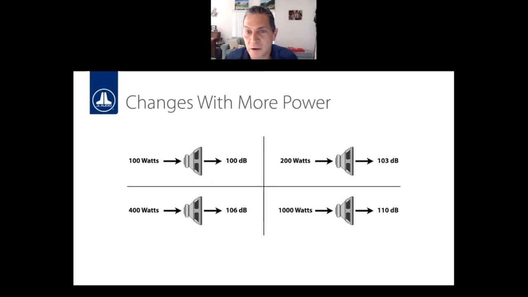Now, this is kind of neat. It does show the logarithmic nature of improvement of output. So 100 watts gave 100 dB. 200 watts gained 3 dB. You see 400 watts gained 6 dB. If we did 800 watts, we'd gain another 3 dB over the 400 watts, which would be 109. This is a little bit more than that, so we get 110 with 1,000 watts. So you kind of see how that relationship works out. I thought that was pretty cool.